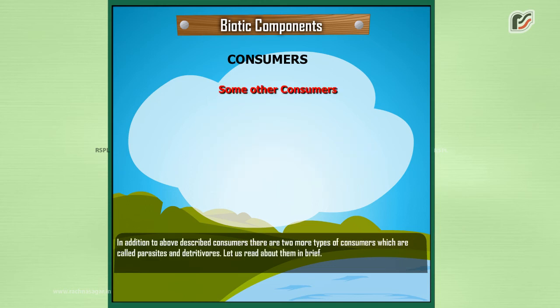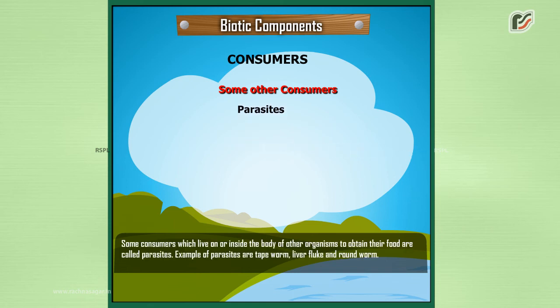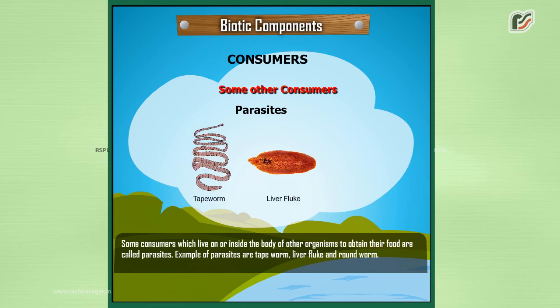Some other consumers. In addition to the above described consumers, there are two more types of consumers which are called parasites and detritivores. Let us read about them in brief. Parasites. Some consumers which live on or inside the body of other organisms to obtain the food are called parasites. Examples of parasites are tapeworm, liver fluke, and roundworm.